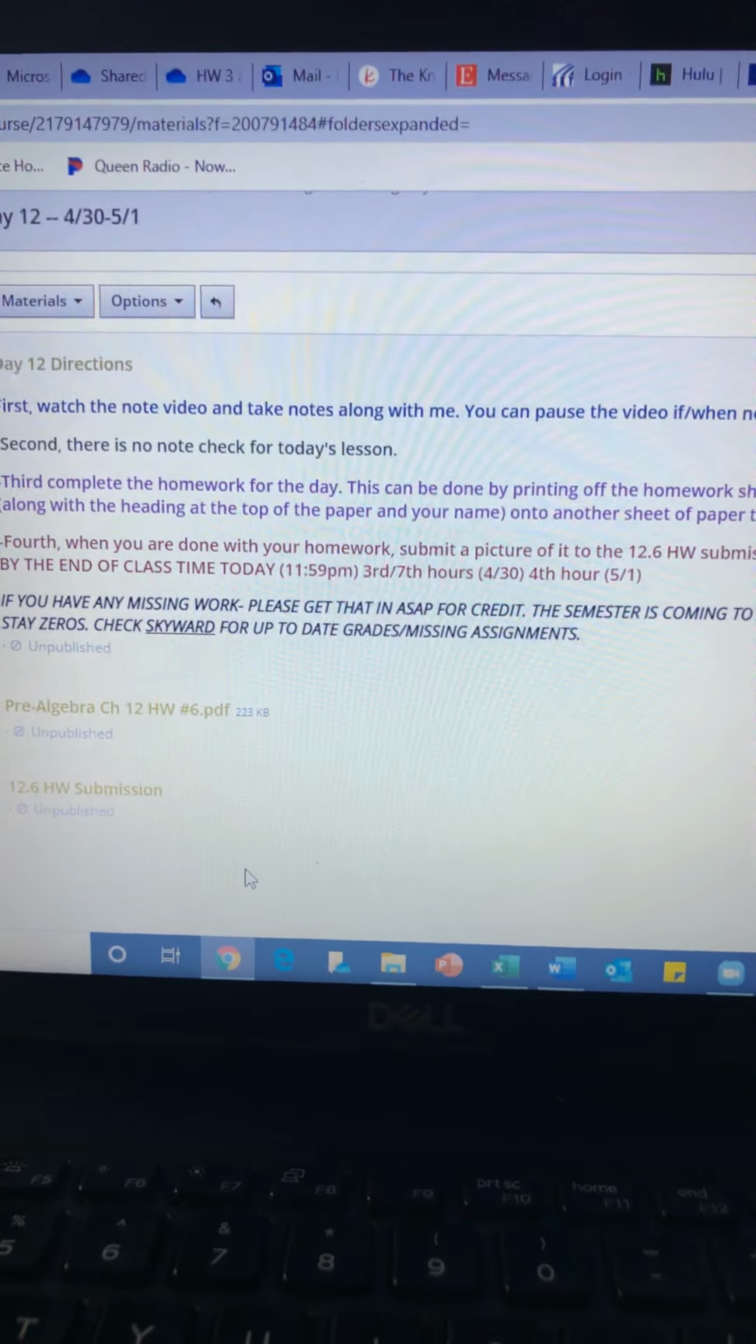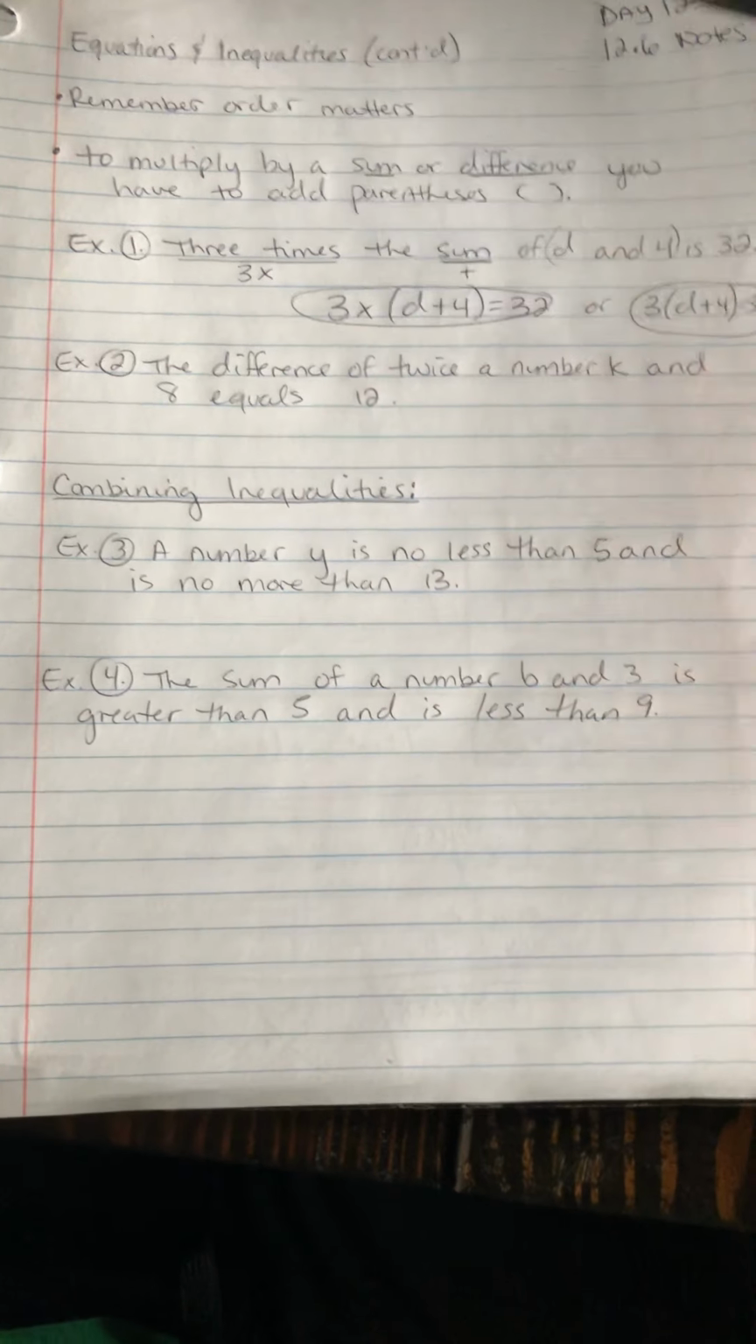We're on to day 12, our 12.6 notes. Remember, order matters here. Here's something I noticed from the other day's 12.5 lesson. If you're multiplying by a sum or a difference, remember you have to add parentheses around that addition or subtraction to make sure that you first find the sum or the difference before you multiply.